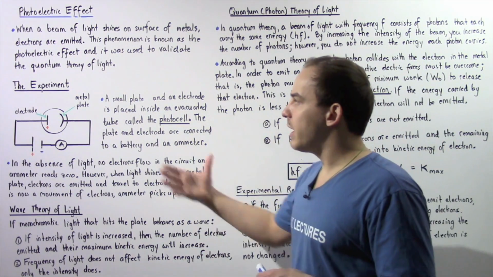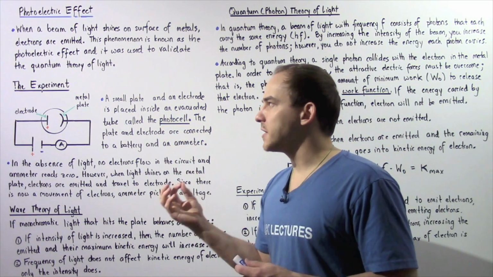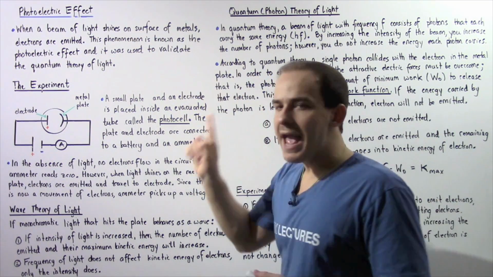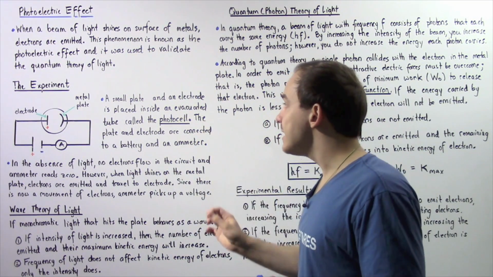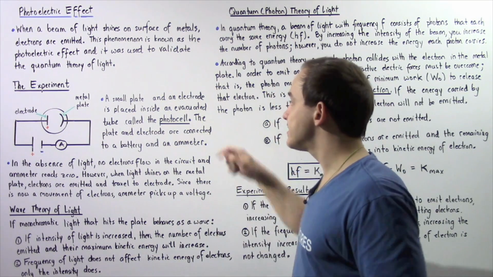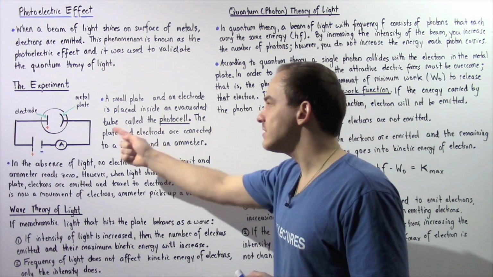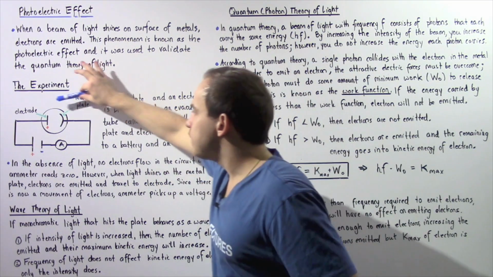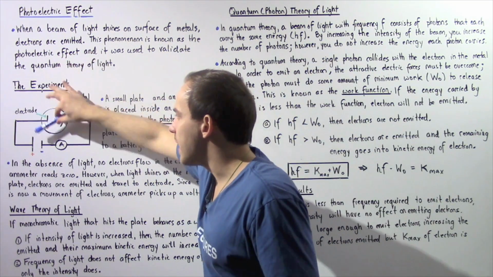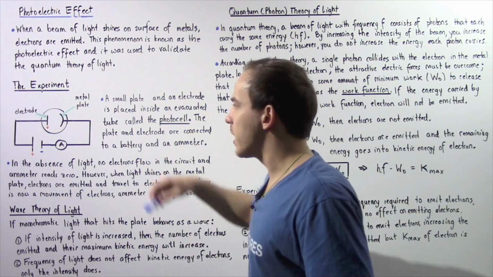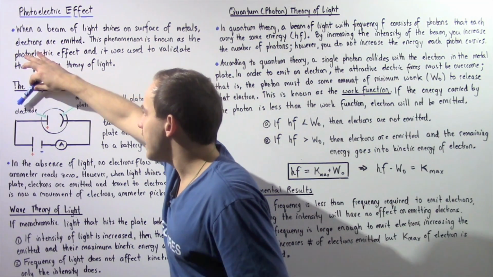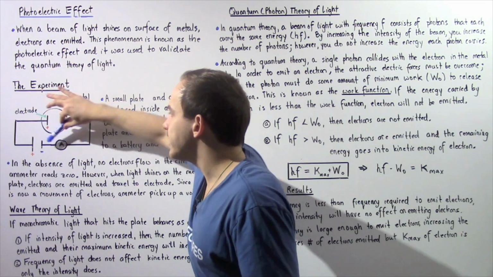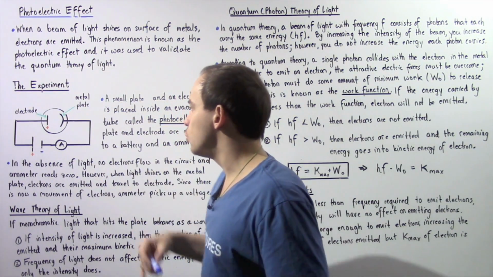So let's begin by outlining what the experiment consisted of. A small metal plate and an electrode were placed inside a vacuum, inside an evacuated glass tube that is known as the photocell. So the photocell is shown in the following region of this diagram. So this is our electrode, this is our metal plate, and this is our evacuated glass tube.